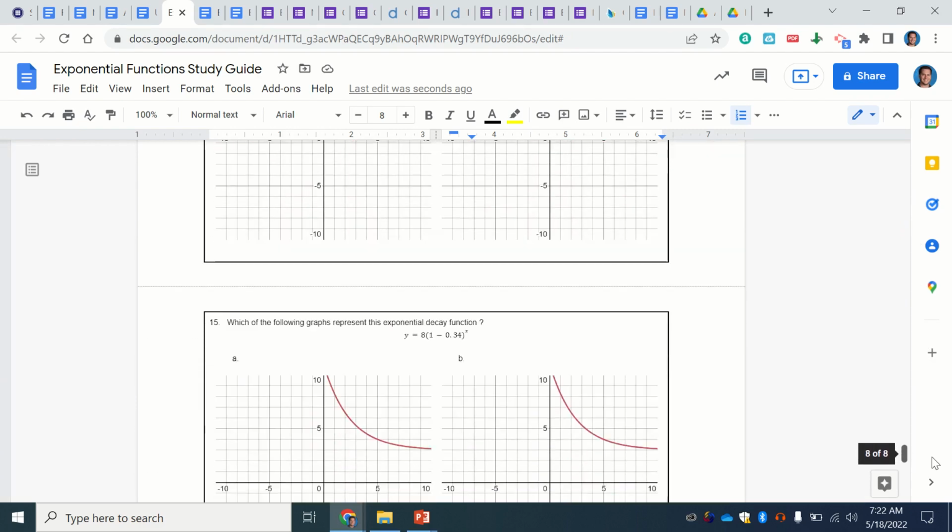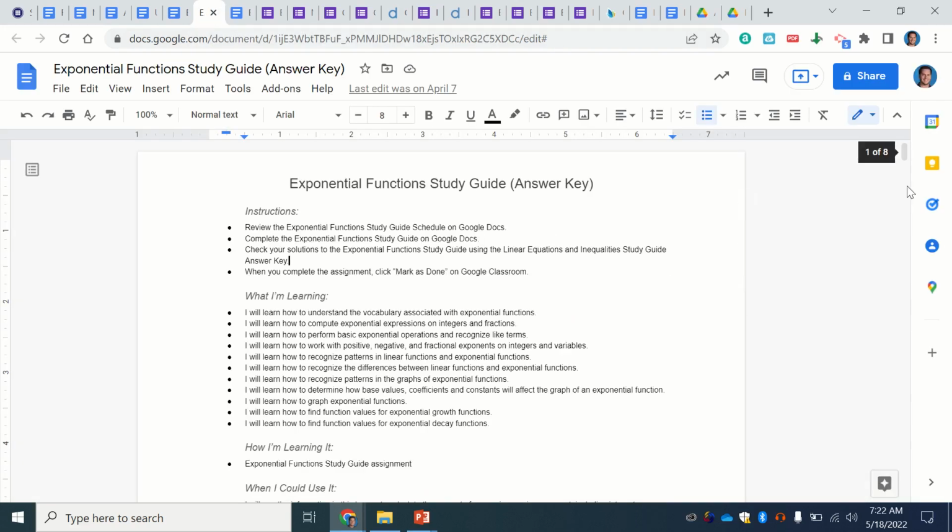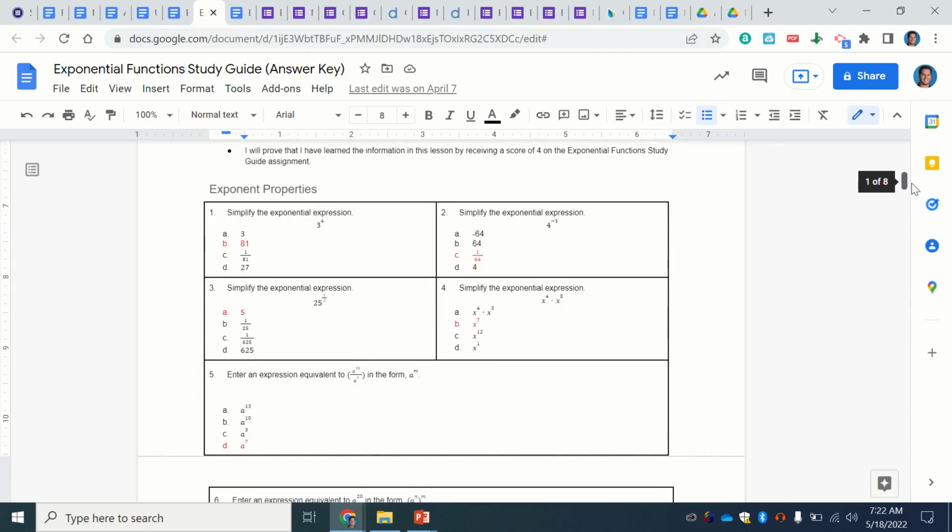get to the end. Once I get to the end, I can now go back to my answer key that was attached with this. And you can check your work. So the first one we said was 81. Well, we can see that's the correct answer. The second one was 1 over 64, which we can also see is the correct answer. So you can check your work using this answer key.